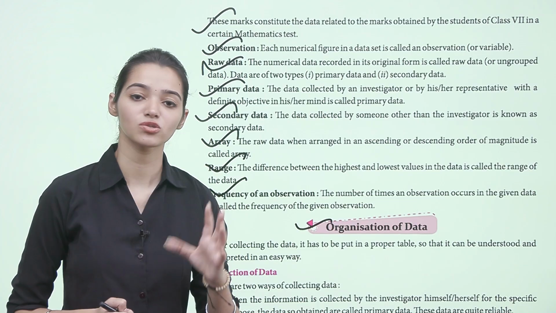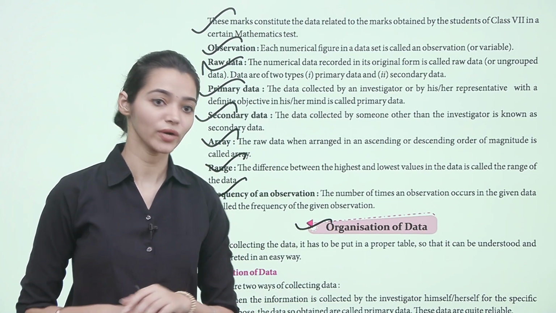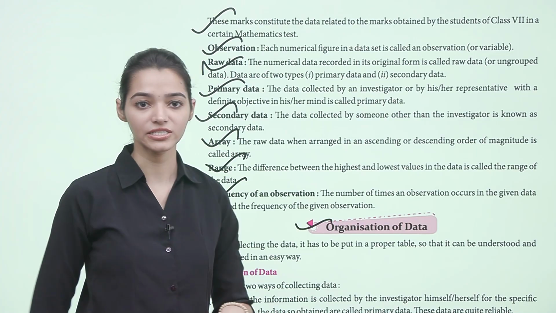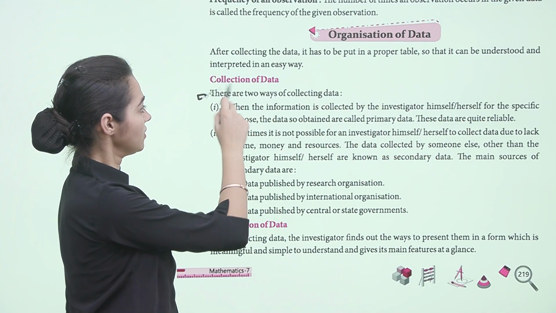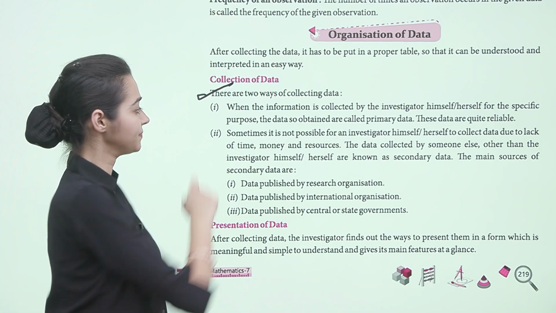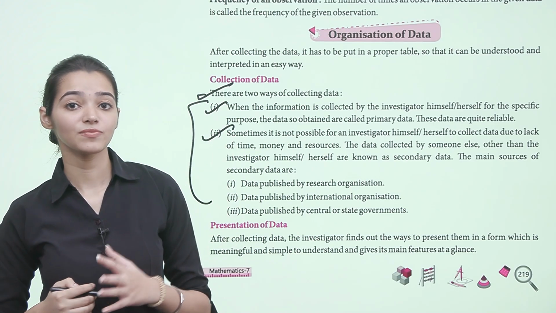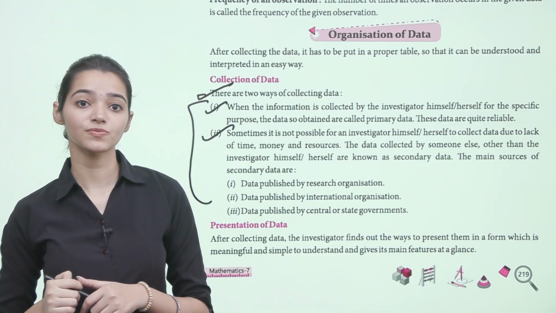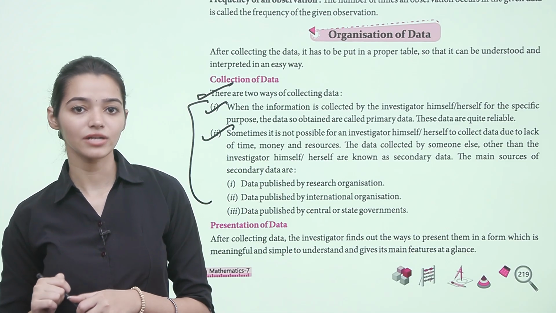After collecting the data, it has to be put in a proper table so it can be understood and interpreted in an easy way. Now let's look at the collection of data. There are two ways of collecting data. First one is when the information is collected by an investigator himself or herself for a specific purpose, and the data so found are primary data, and the data are quite reliable.